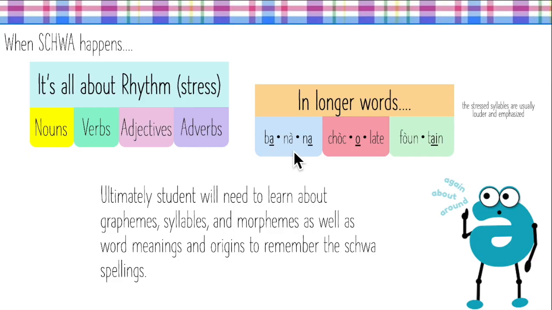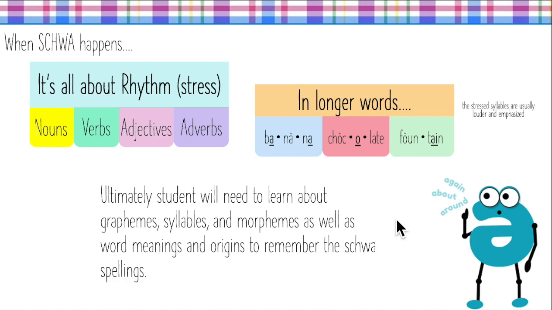It's like banana, those are unstressed. Na has that stress on it. Chocolate, chalk has your stress. Fountain, fount has your stress on it, right? They'll get these more easily if they are familiar with the syllables, with the morphemes and the word meanings, so we know where those schwas will occur, okay?